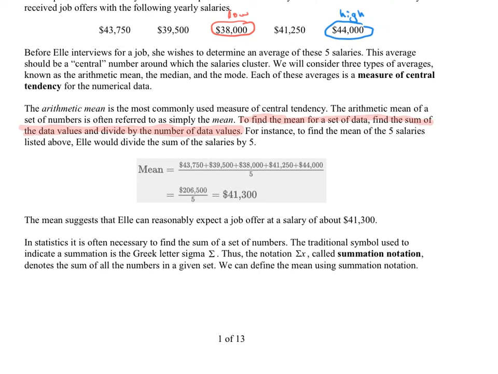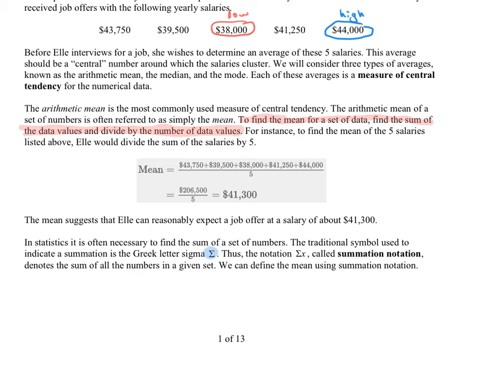It says in statistics, it's often necessary to find the sum of numbers. The traditional symbol used to indicate summation is the Greek letter sigma. Let me highlight that sigma there. It's that capital E looking thing. Sigma stands for sum. Thus, the notation sigma x, called summation notation, denotes the sum of all the numbers of the given set. We can then define the mean using summation notation.